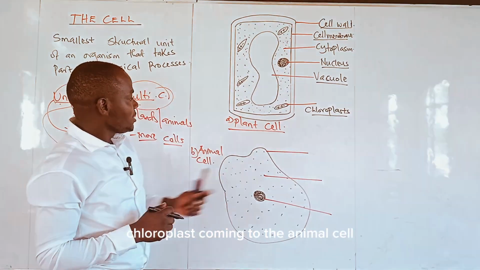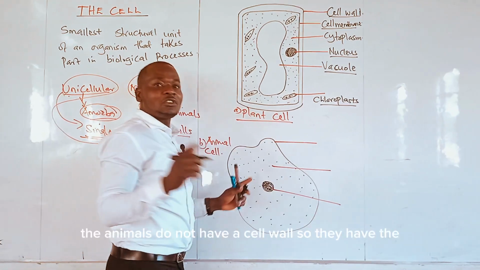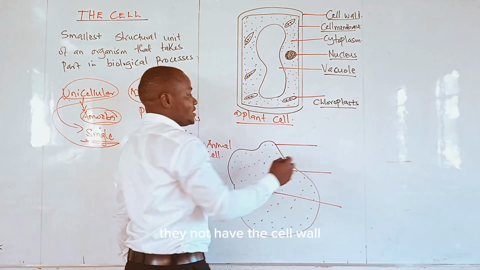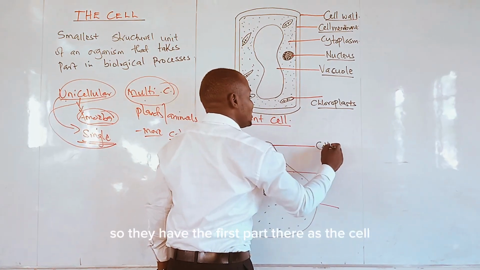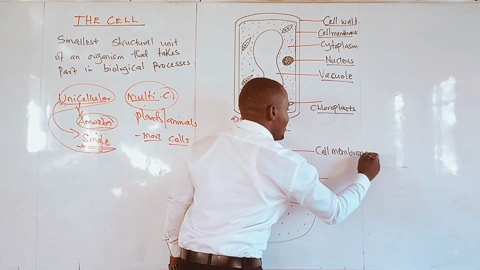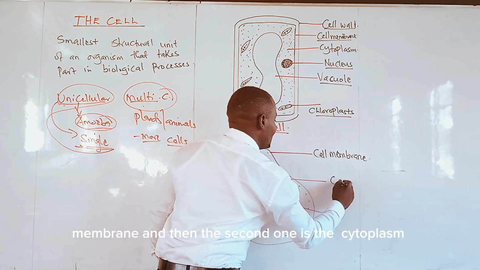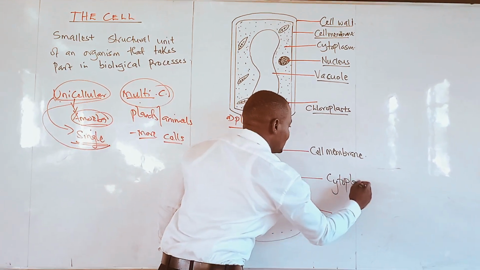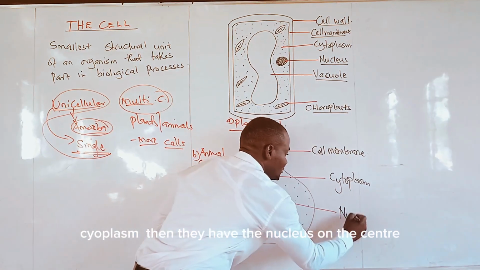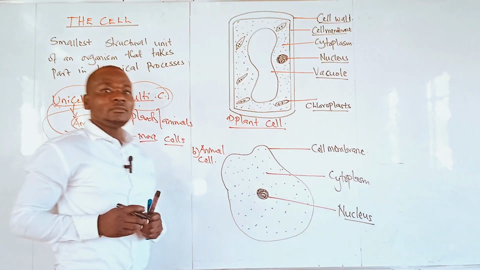Chloroplasts. Coming to the animal cell, animal cells do not have a cell wall, so the first part there is the cell membrane, and then the second one is the cytoplasm. Then they have the nucleus at the center.